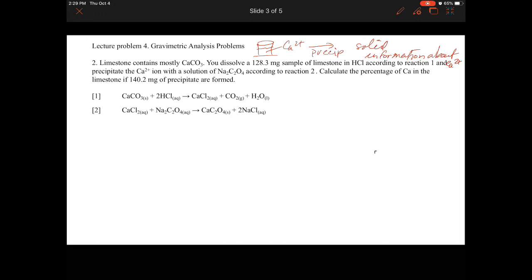We can get the number of moles of the precipitate, and built into the number of moles of precipitate, we'll have the number of moles of that ion. So in this case, we take 128.3 milligrams of limestone. We dissolve it in HCl according to reaction 1. So they're taking the calcium carbonate, dissolving it in HCl and making calcium chloride. And then we take the calcium chloride and we precipitate that as calcium oxalate. So that's basically what we're doing.